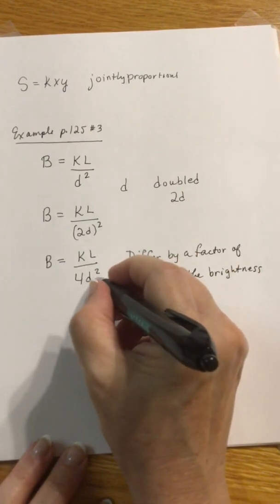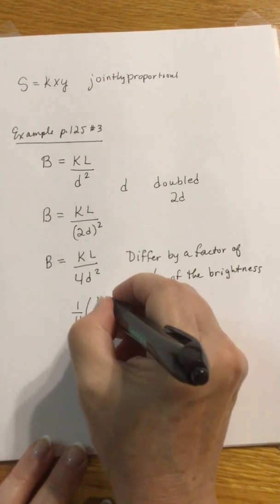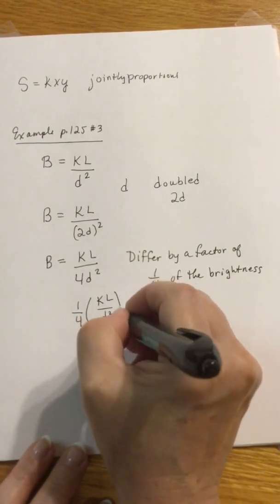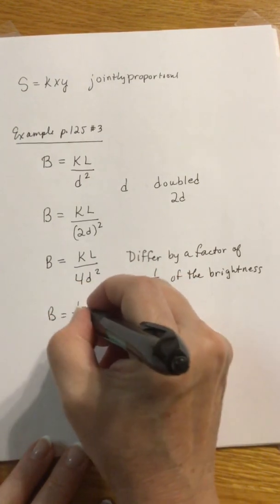Dividing by 4 is the same thing as multiplying by 1/4. So this would be 1/4 KL over D squared. So the K over D squared is the same, so the 1/4 would be 1/4 of the brightness.